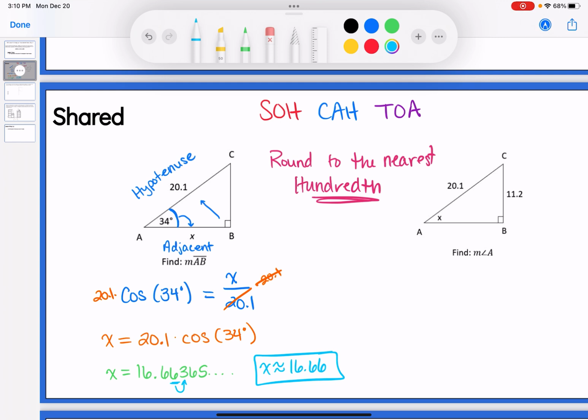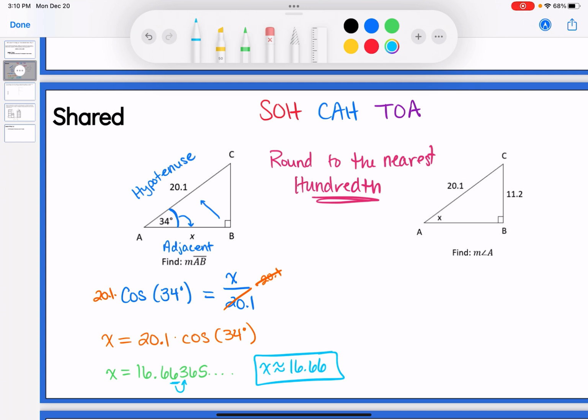So that's where we're going to use that trig button, right? You get X by itself, and then you just type exactly how it is with that trig button on your calculator. Pretty awesome, right? First time ever, we can take one side length and one angle measure that's not one of our shortcuts and use it to find missing parts of our triangle.